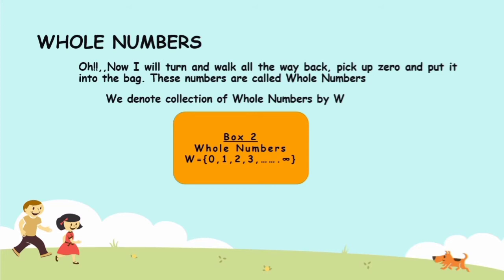Now I'll turn and walk all the way back, pick up 0 and put it into the bag. These numbers are called whole numbers. It is usually denoted by W. Whole numbers are those natural numbers with 0. They are called whole numbers. Usually it is denoted by the letter W. Now my second box is filled with whole numbers. Let's fill the third box.